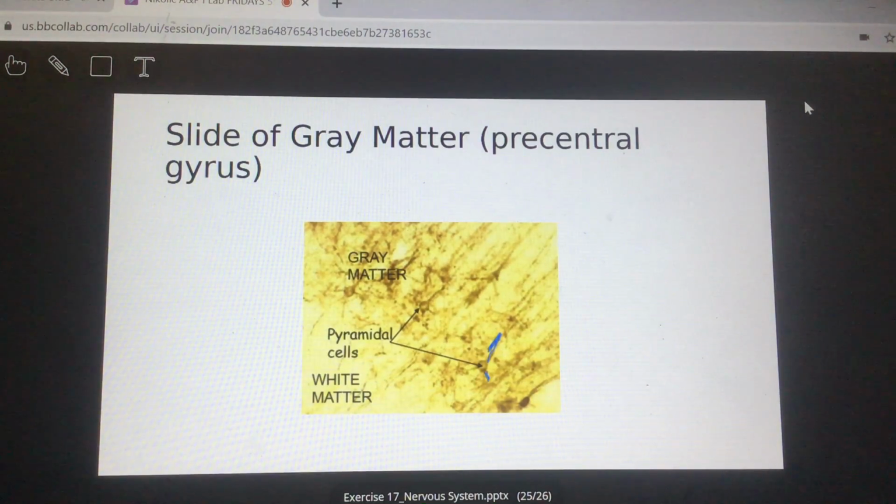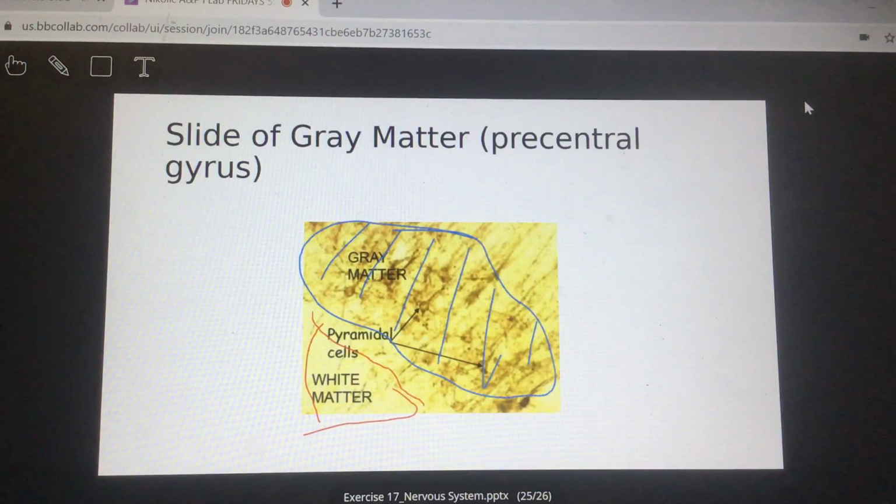Okay. And then lastly, just being able to recognize that the area that has that higher density of dark color is the gray matter. And that area that has less of this color, it's kind of more blank, if you will, that's going to be the white matter. Okay. And that's it. Those are your two slides.